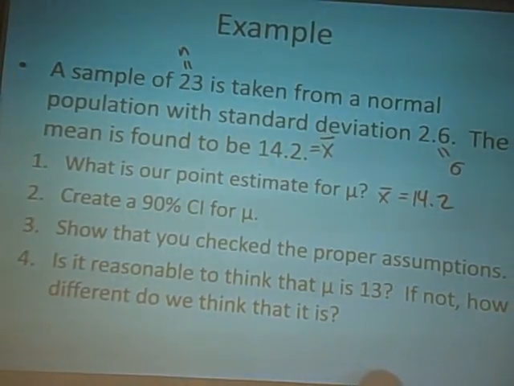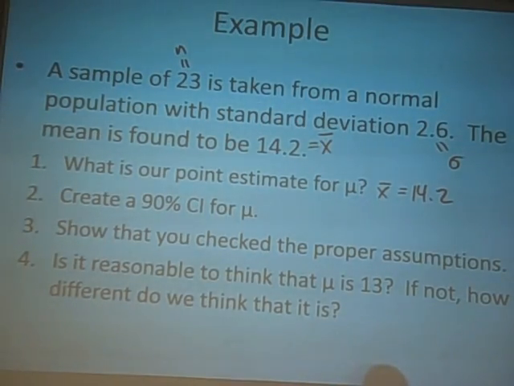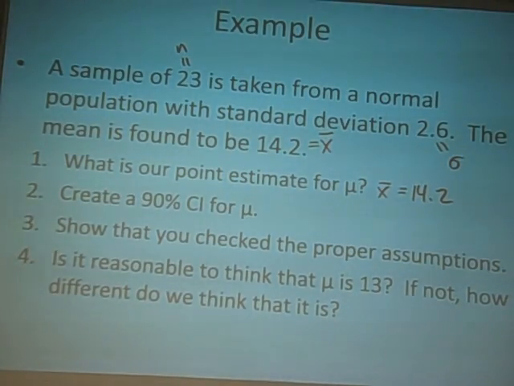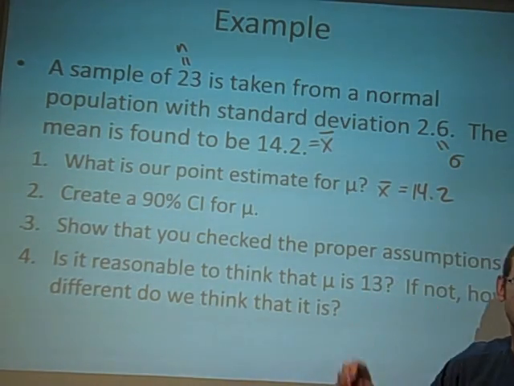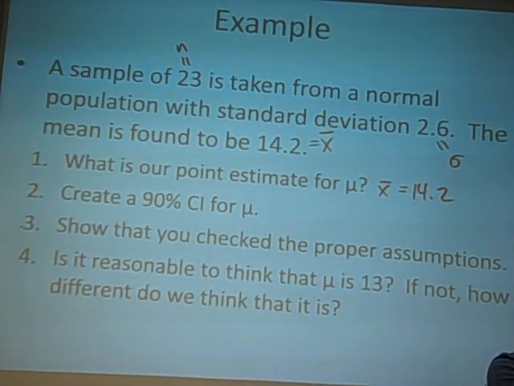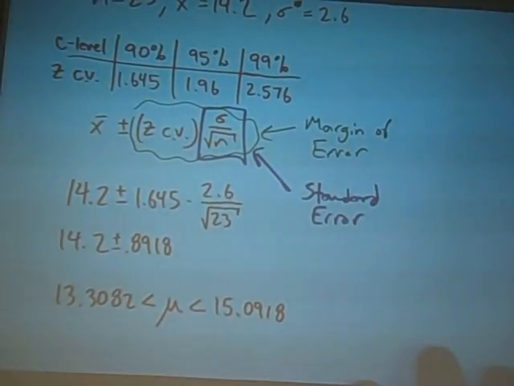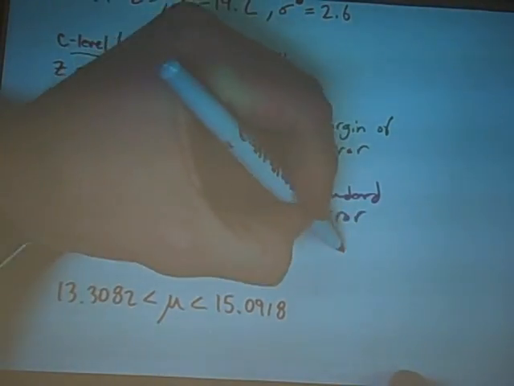Go back to the other slide. So that's our 90% confidence interval for mu. Number 3 says show that you check the proper assumptions. Are we okay in terms of assumptions? There are 3 assumptions we have to check, right? So, assumptions.